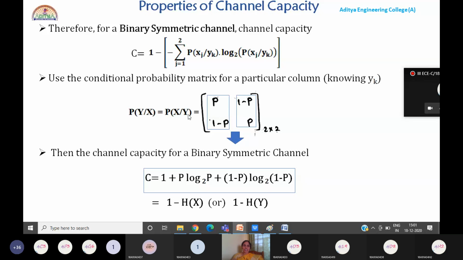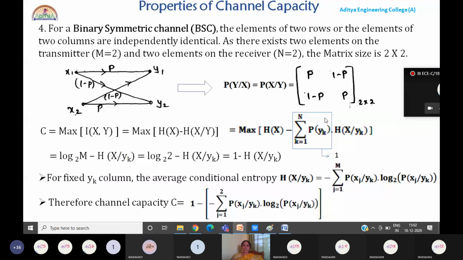So I took the conditional probability matrix for a particular column, that is knowing yk, because this is the expression for channel capacity C which we obtained for the binary symmetric channel. So take the conditional probability matrix, either p of x by y or p of y by x, which we have defined in the earlier slide. Last slide I defined this probability matrix. Let us solve H of x by yk using this matrix.